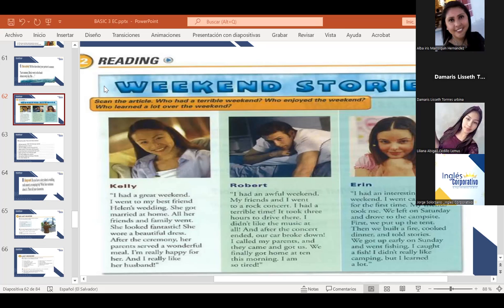Kelly. I had a great weekend. I went to my best friend Helen's wedding. She got married at home. All her friends and family went. She looked fantastic. She wore a beautiful dress. After the ceremony, her parents served a wonderful meal. I'm really happy for her, and I really like her husband.